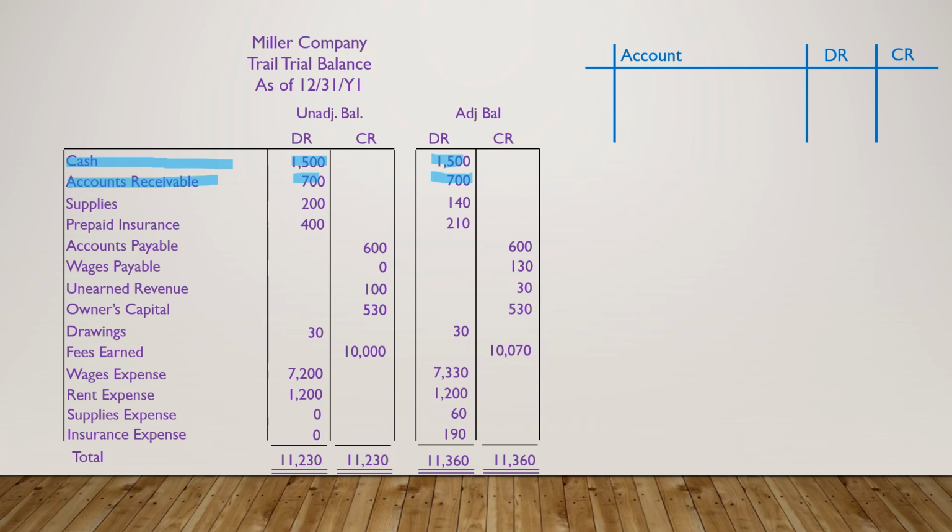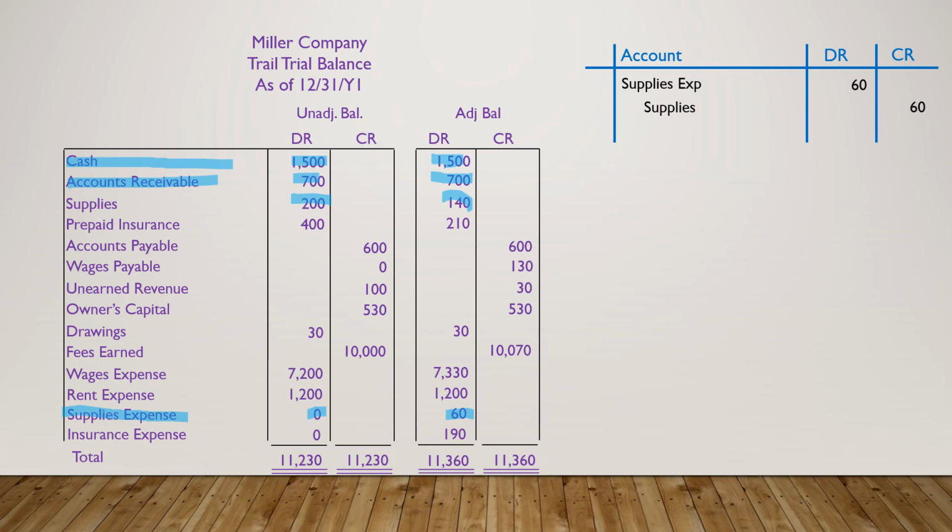We come to supplies, and we see the balances did change from a $200 debit to a $140 debit. That tells us that supplies must have been credited for $60. If our journal entry has a $60 credit, it must have a corresponding debit, or debits that sum to $60. When we adjust for supplies consumed during the period, what account do we debit? Supplies expense. If you look down, you'll see this account went from a $0 debit to a $60 debit, corroborating the debit of our journal entry.